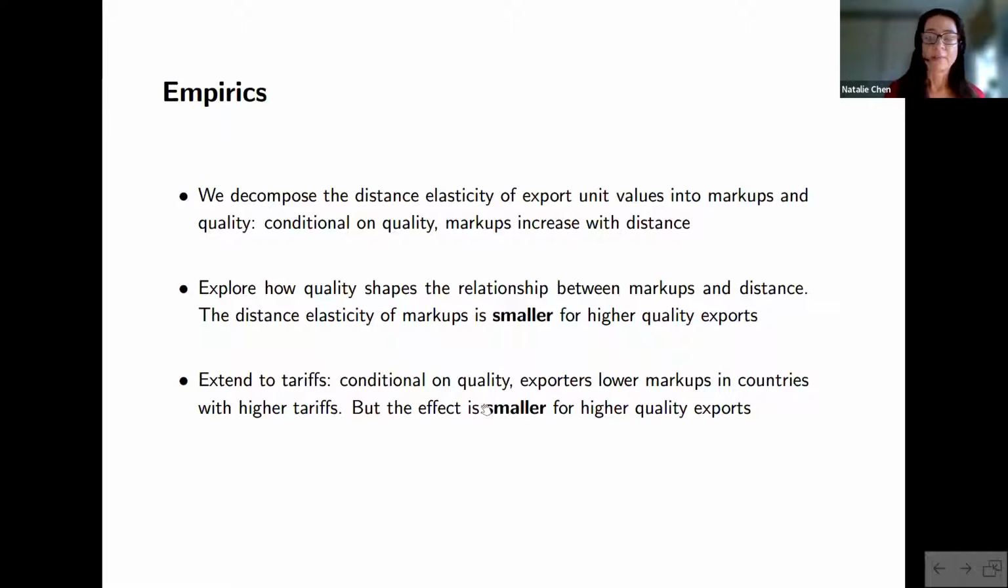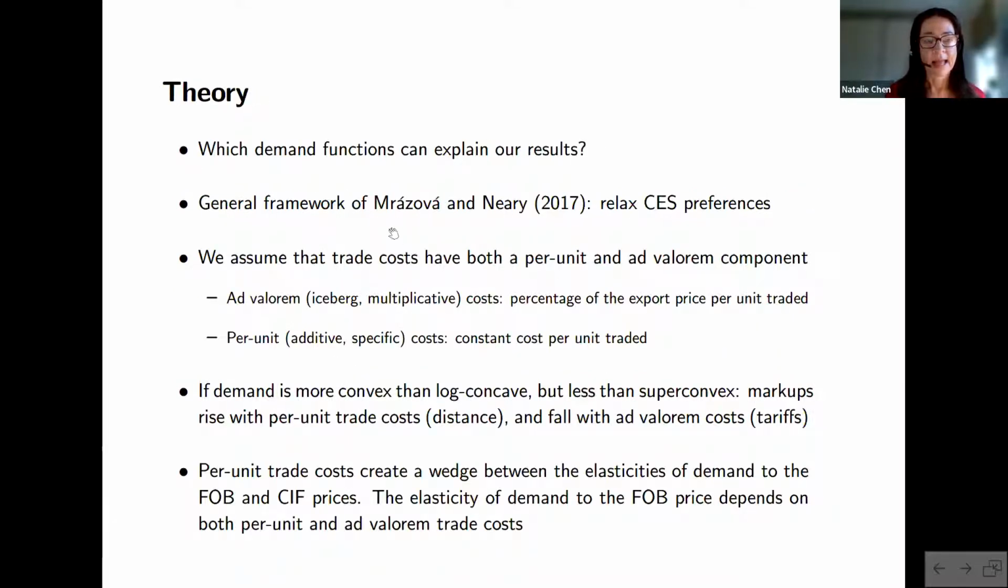So basically, from an empirical point of view, what we show is that exporters set higher markups in more distant countries, lower markups in countries with higher tariffs, but in both cases, the effects are smaller for higher quality exports. Then, from a theoretical point of view, we ask which type of demand functions could explain the results that we find in the data.